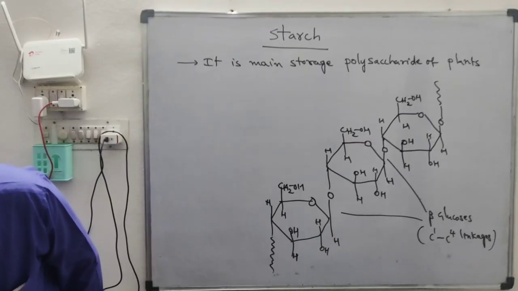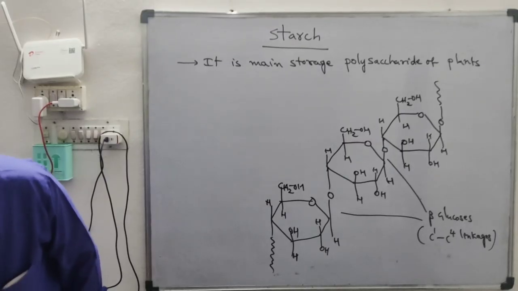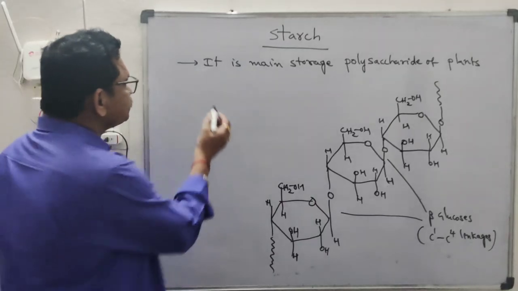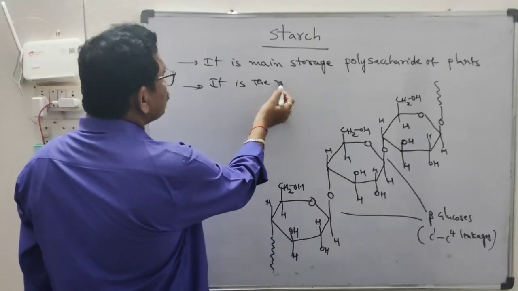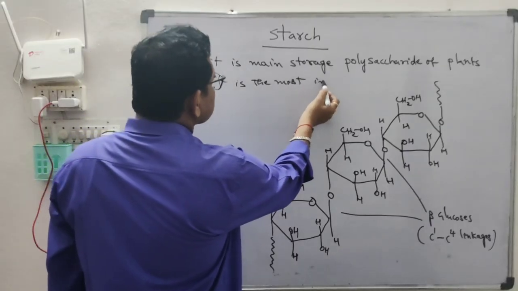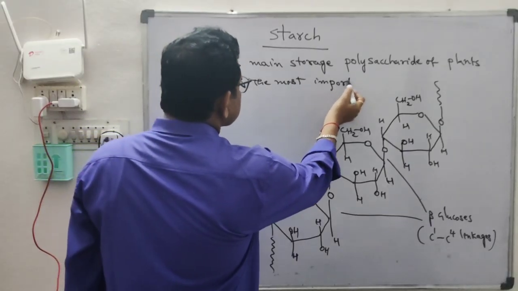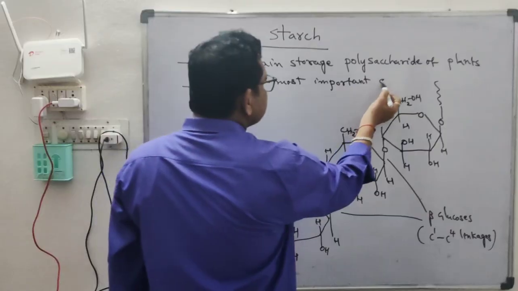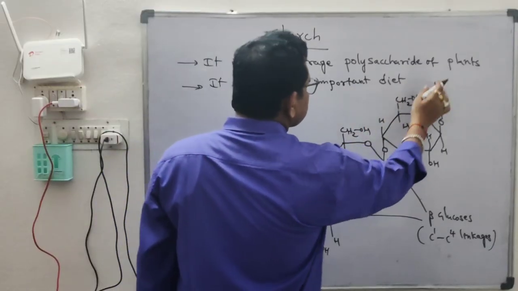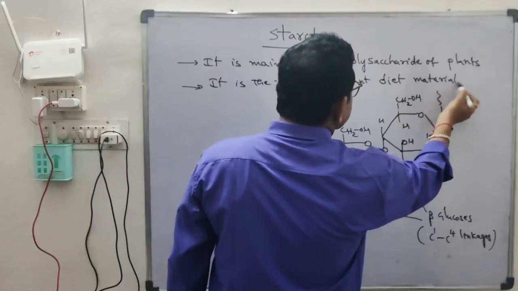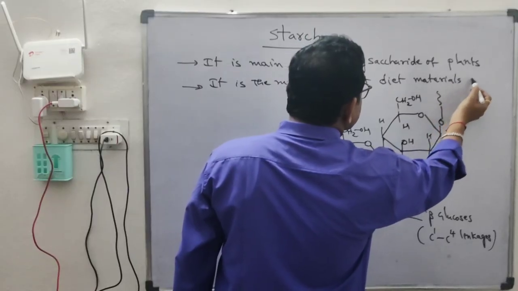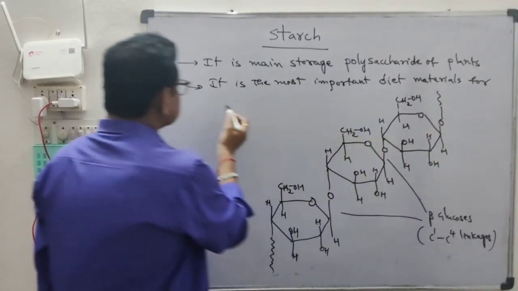It is the most important dietary source for human beings. It is the most important diet material, specially for human beings.